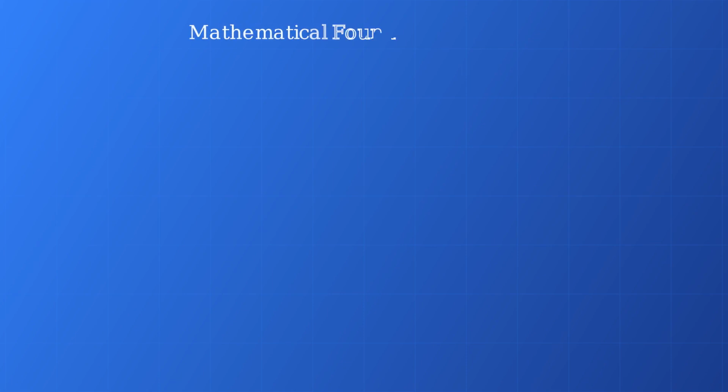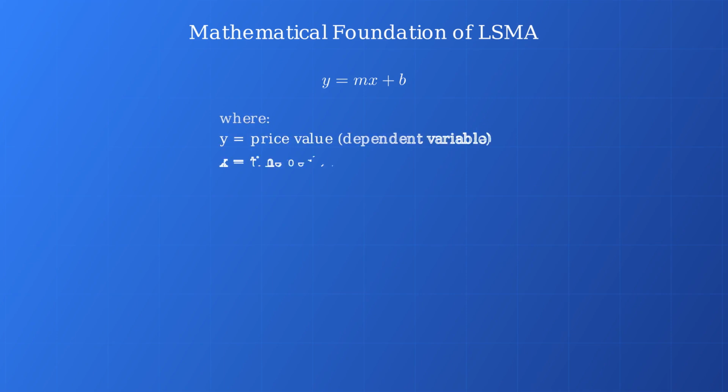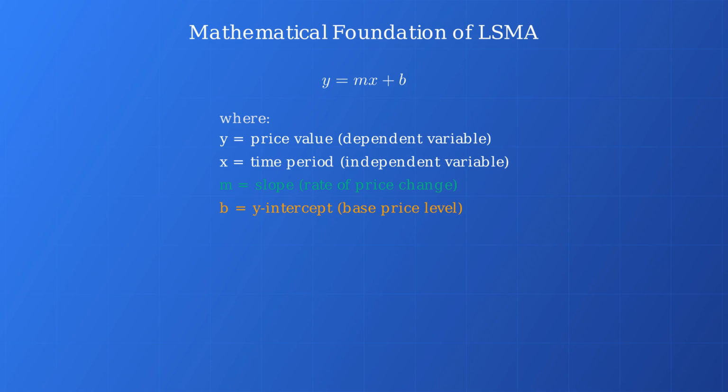The least squares moving average is fundamentally based on linear regression mathematics. The core formula is y equals mx plus b. In this formula, y represents the price value we're trying to predict. X is the time period, m is the slope, which indicates the rate of price change, and b is the y-intercept, representing the base price level.